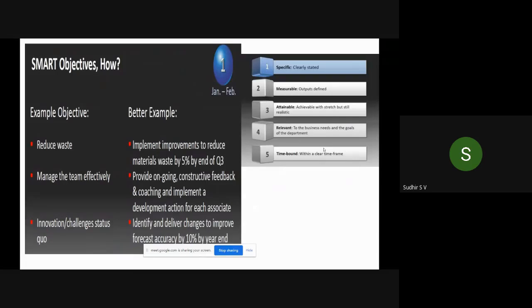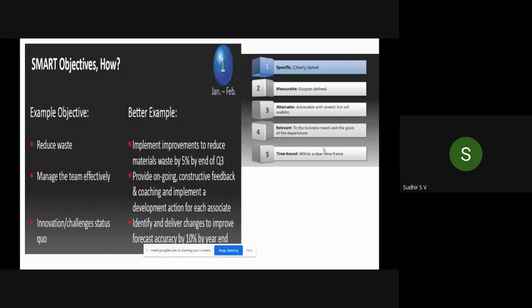Okay, now as we move along, when you write objectives, I'm giving you an example here. The overall objective of the company is to reduce waste. Okay, the company decides on improvements. So as a group, you decide to implement improvement. Remember, all these are SMART. SMART is specific, measurable, attainable, relevant, time bound. An objective has to follow the SMART guidelines.